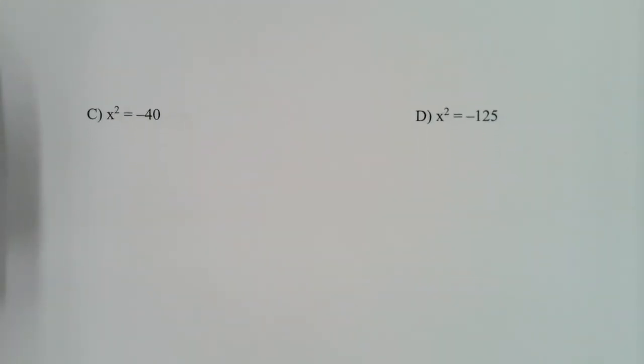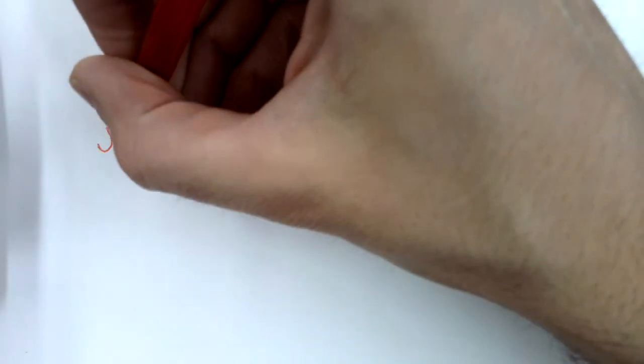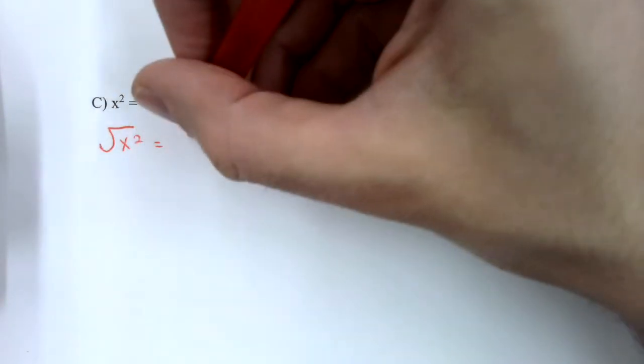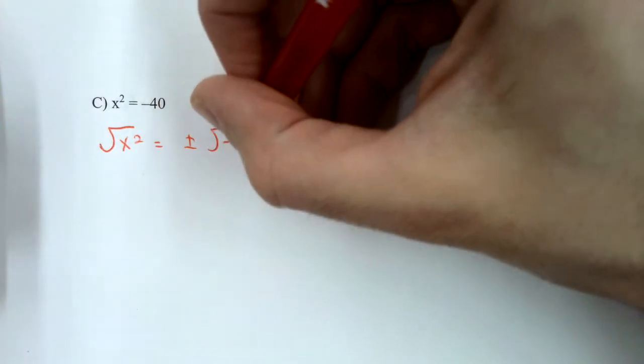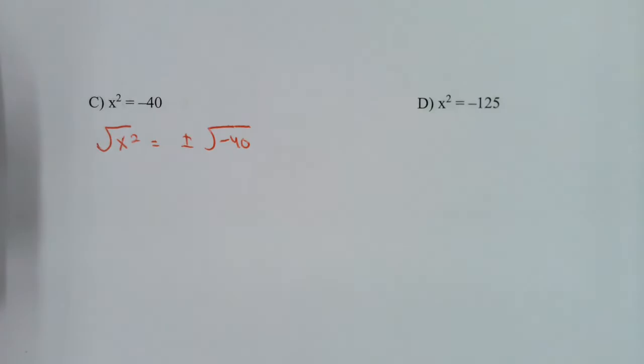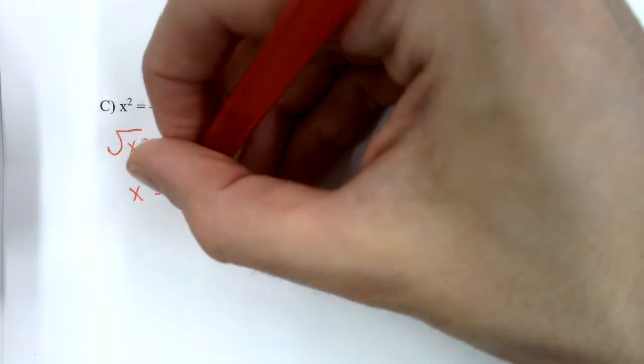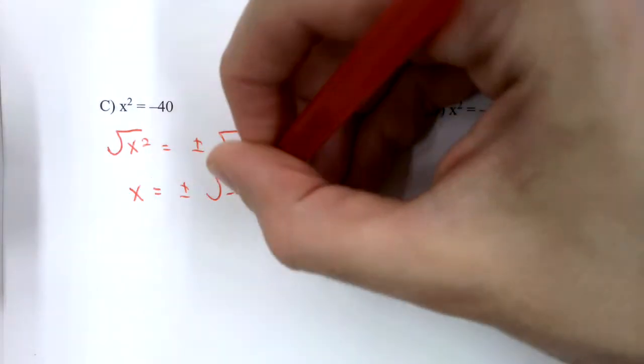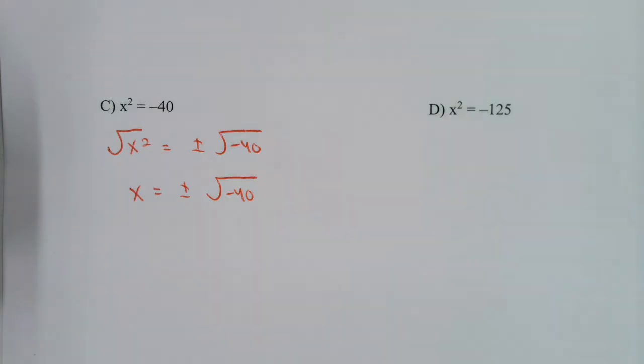Part C, same thing, but now you're going to have i. So take the square root of each side. Positive and negative on the right. So it gives me just x. So now what you're going to do is simplify the square root of 40 with the list of perfect square numbers.